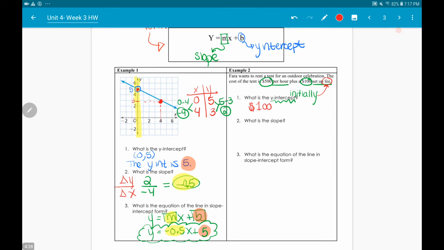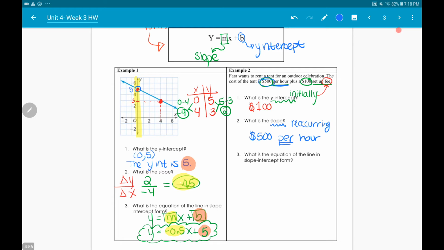My slope is what reoccurs. Okay, it's reoccurring. And that means it happens over and over and over again. So if I look at $500 per hour, that means for 1 hour it costs me $500. For 2 hours, it's going to be another $500. All right, so that is my slope, $500 per hour. And that's usually associated with words like per or each.